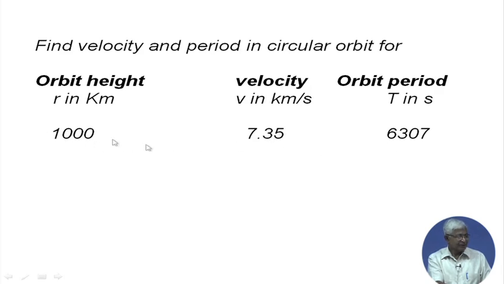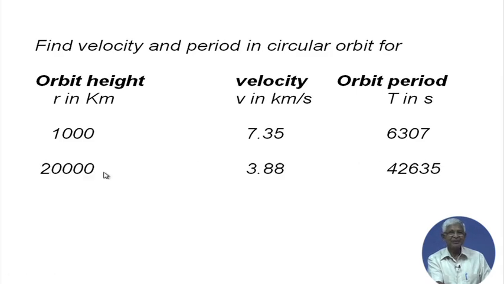So, it is quite fast at 1000 kilometer orbit, 7 kilometer per second, and it revolves around the earth in 100 minutes. That means, for a short time it will be visible to you on the earth, because you are standing on the earth surface, and it just goes out of view, and will appear after about 100 minutes. Let us see what happens at 20,000 kilometer.